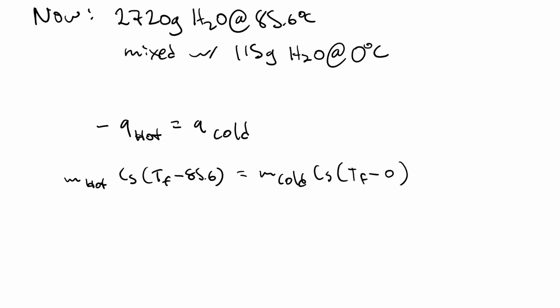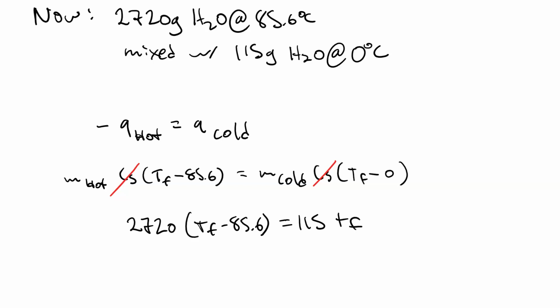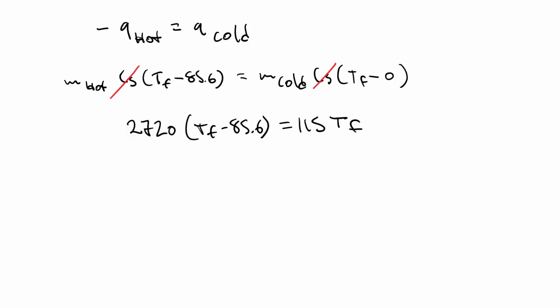We're going to divide both sides by Cs to make our lives a little easier. Now we plug in our numbers. I got 2720 times (Tf minus 85.6) equals 115 Tf, because the mass of the hot is 2,720 grams, and the mass of the melted ice is 115 grams. Now it's just a matter of doing some algebra and solving for Tf. That'll be the final temperature of our mixture.